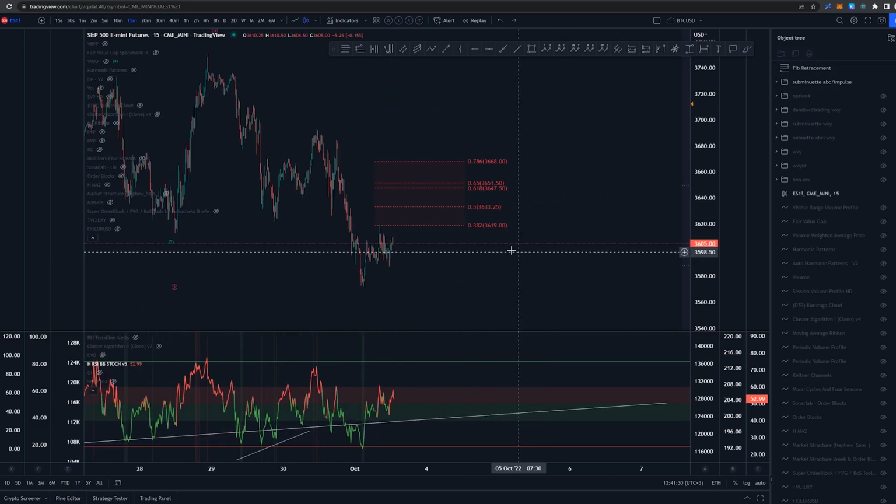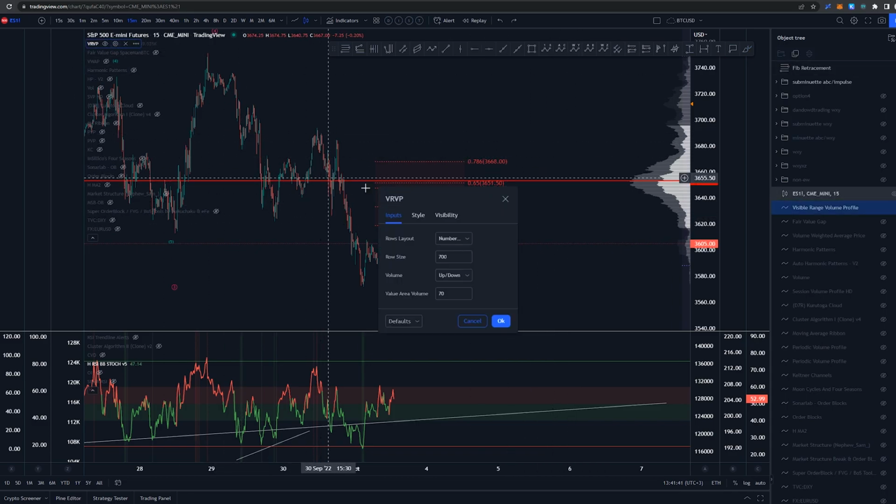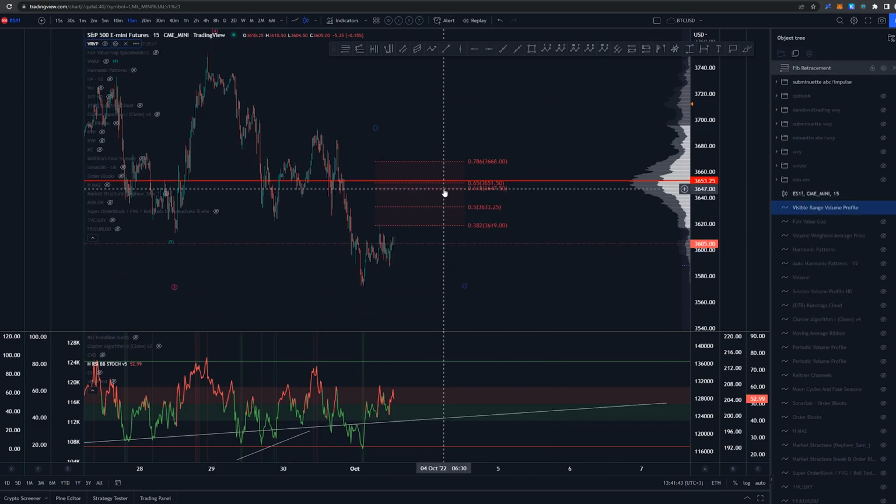Again, maybe I'm going to be looking into some short possibilities here. We have the golden pocket and some kind of point of control here, so maybe at that point around the 36.50 area I would be looking into it. Before that, maybe not. But again, that is pretty much everything I wanted to cover today.